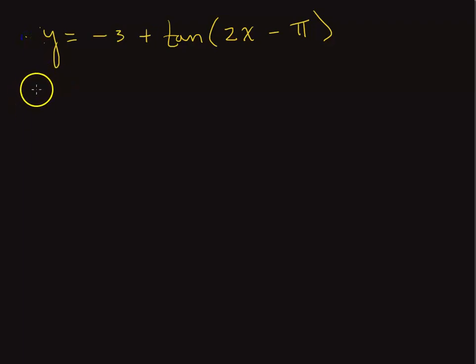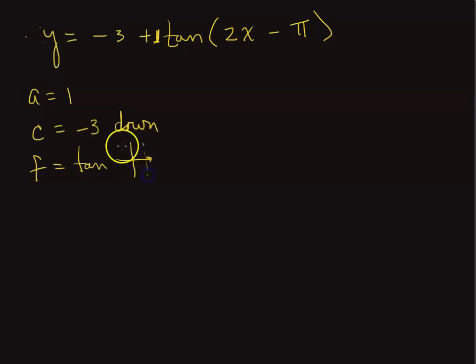Okay, another one. A is one that does nothing. No stretch, no squeeze. C, remember the A is right here. If it's not there, it's really just a 1. C is a -3, that moves it down. The function is tangent, which takes vertical asymptotes to the right and the left. Start down, end up. Period, pi, normally. B is 2, so now the period is pi over 2.